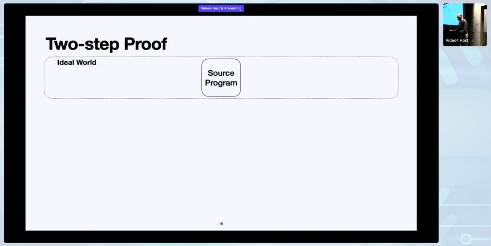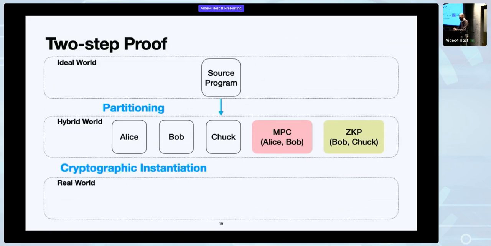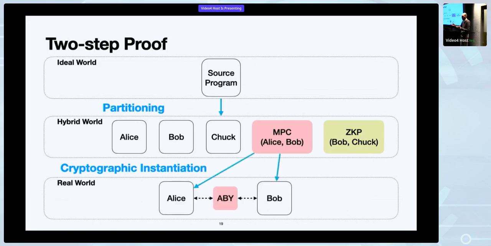So we will be splitting the proof into two halves. We initially start with our ideal world program, where there's only the source program. Then we perform partitioning. So we have these concrete hosts like Alice and Bob, and these idealized hosts like MPC and zero knowledge proofs. This is called a hybrid world. And then finally, we perform cryptographic instantiation, and we do it basically one protocol at a time. So we can instantiate the MPC host with an actual protocol between Alice and Bob, and we can instantiate the zero knowledge proof box with communication between Bob and Chuck.